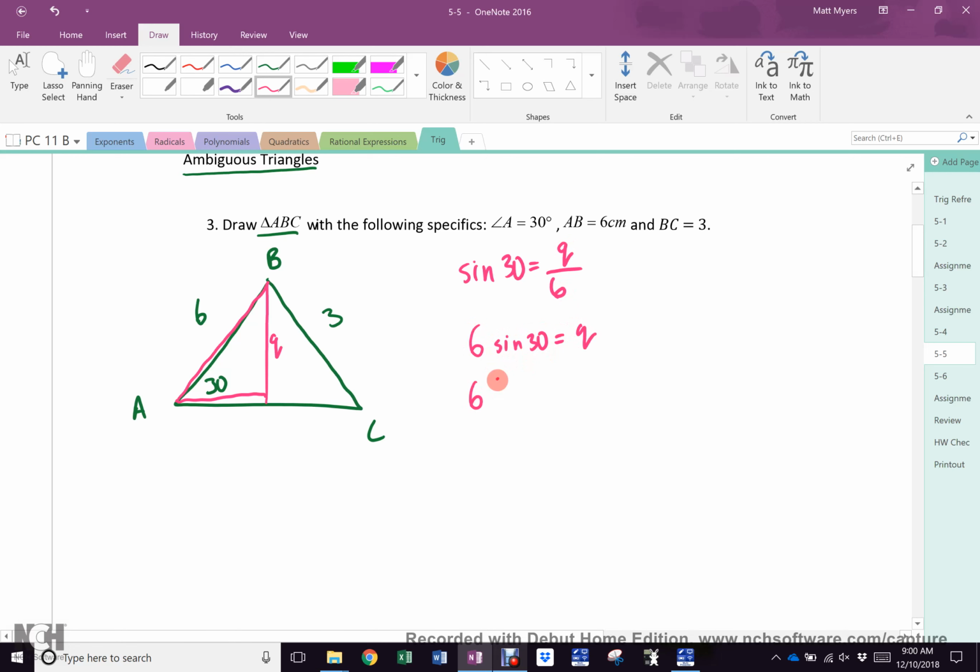So that would be 6 times 1/2. And how did we know that was 1/2? 30, 60, 90 triangle, right? 2, 1, root 3. Oh, other way around. Sorry. 1, 2, root 3. No, I still did it wrong.